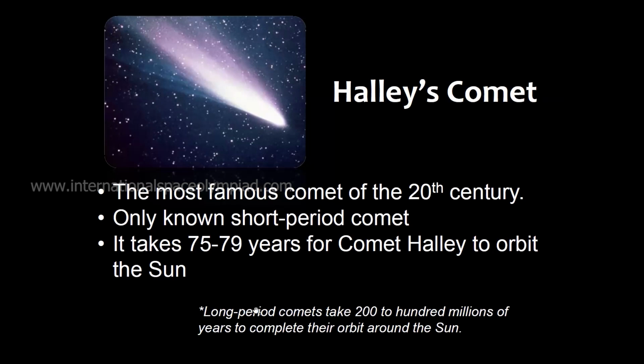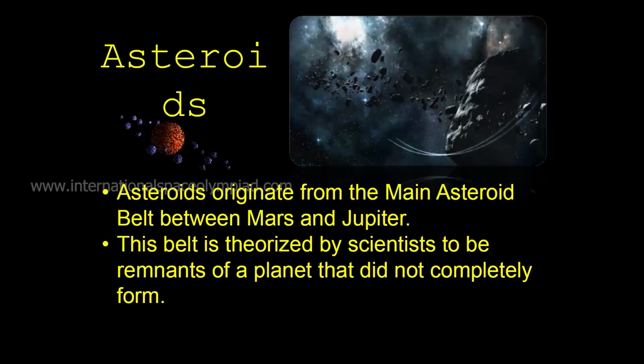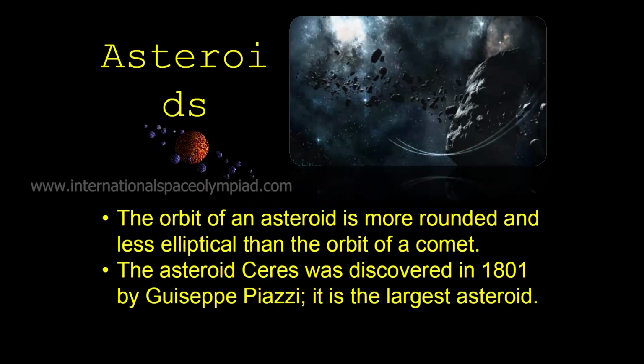The long period comets can take up to some 200 to 100 millions of years to complete their orbit around the sun. But asteroids originate from the main asteroid belt between Mars and Jupiter. Actually, this belt is theorized by scientists to be the remnant of a planet that did not completely form. And the orbit of an asteroid is more rounded and less elliptical than the orbit of a comet.